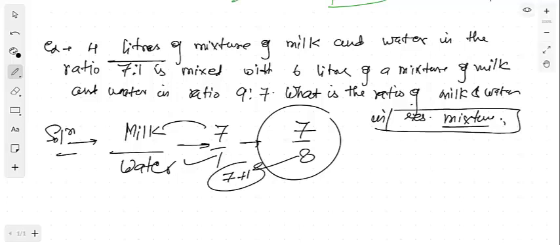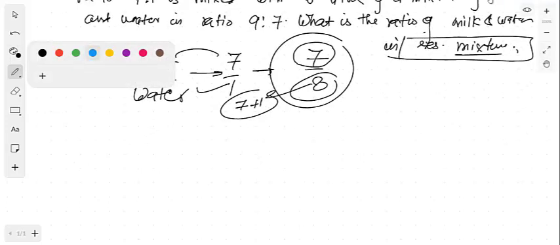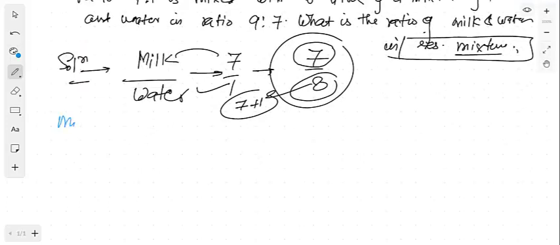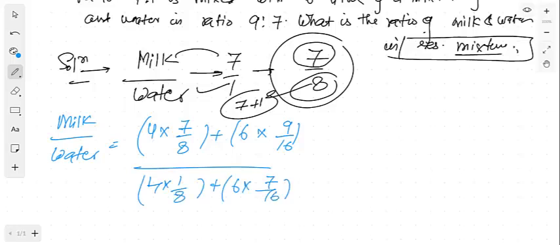So in that bucket, how much is the complete milk? It is 7 in complete 8. This is how you have to write. So when we use the weighted average method, it will be milk by water, and this is equal to 4 liters of milk, 7 by 8, plus 6 liter into 9 by 16, divided by 4 liters of water plus 6 liter in water. This will give you 11 by 5, which is known as milk by water.